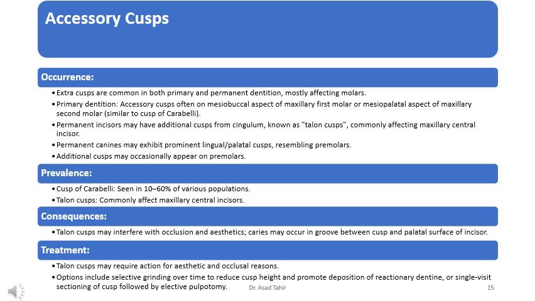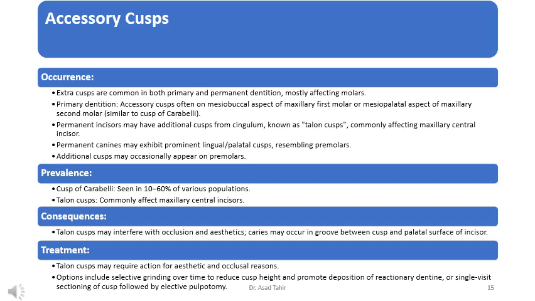Accessory cusps. Occurrence. Extra cusps are common in both primary and permanent dentition, mostly affecting molars. Primary dentition, accessory cusps often on mesiobuccal aspect of maxillary first molar or mesiopalatal aspect of maxillary second molar, similar to cusp of Carabelli. Permanent incisors may have additional cusps from cingulum, known as talon cusps, commonly affecting maxillary central incisor. Permanent canines may exhibit prominent lingual/palatal cusps, resembling premolars. Additional cusps may occasionally appear on premolars.